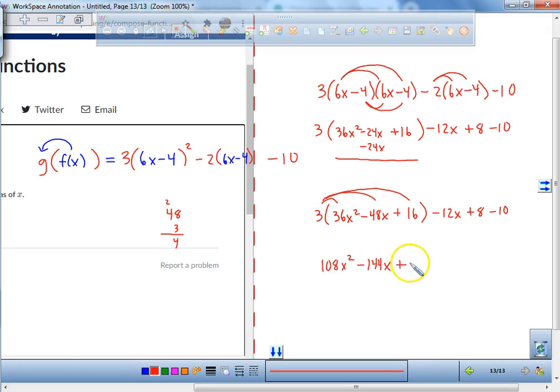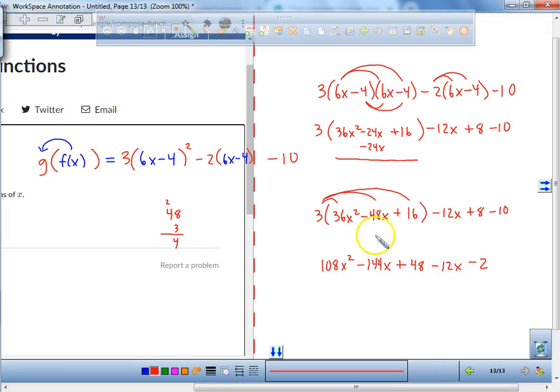plus 3 times 16 is 48. Then I got to take away a 12x. And then we have, 8 minus 10, that's what? That's just negative 2. 8 minus 10 is negative 2.